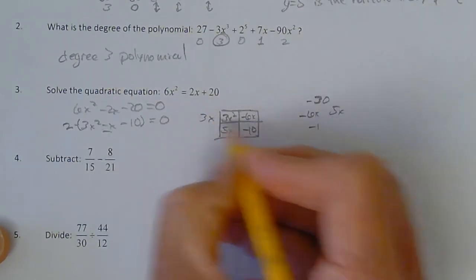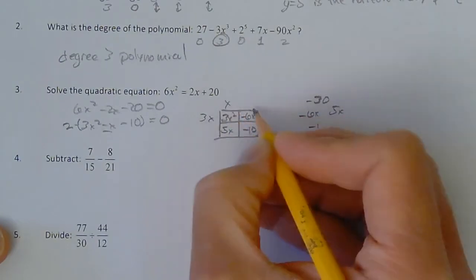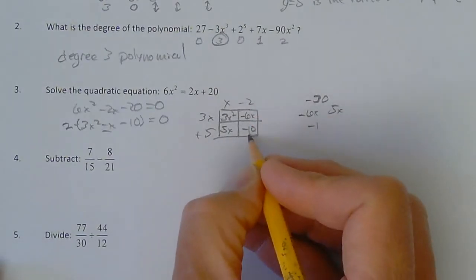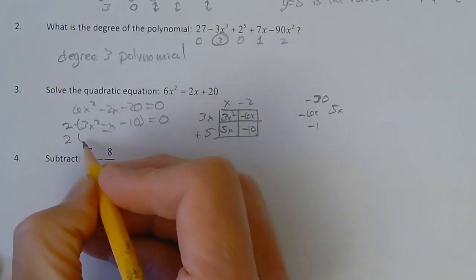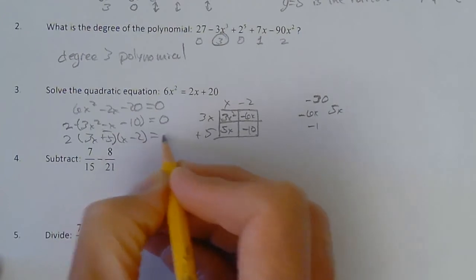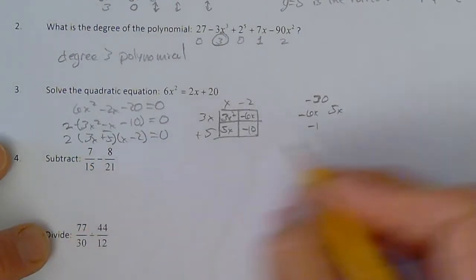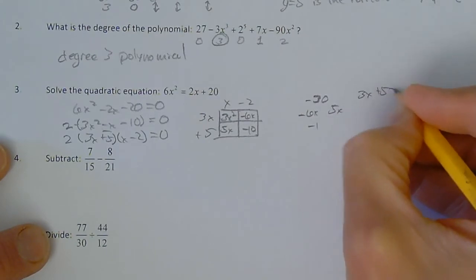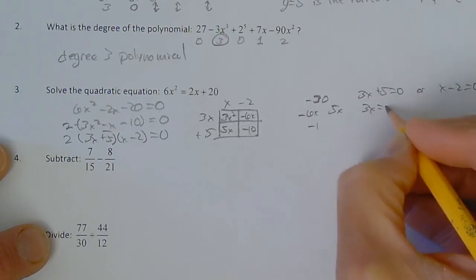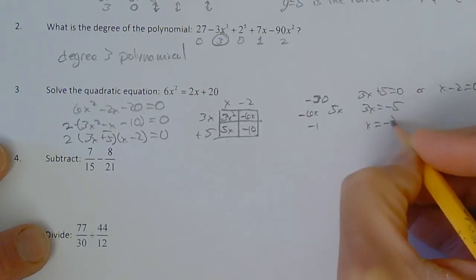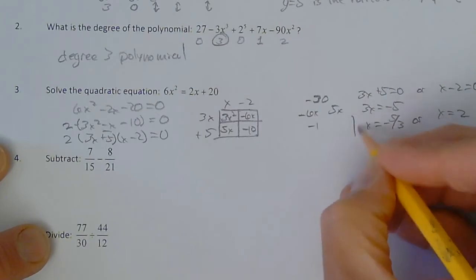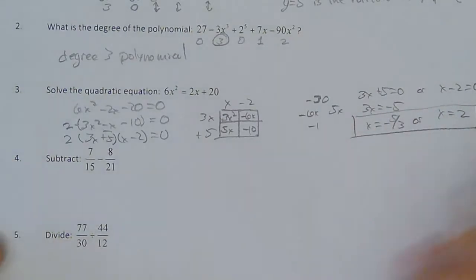This, I can factor a 3x out of there, which would leave this as an x. That as a minus 2. That as a plus 5, and the 5 times negative 2 makes a negative 10. So this factors to 2 times (3x plus 5) times (x minus 2) equals 0. And the zero product property says that can only happen if the 3x plus 5 equals 0, or the x minus 2 is equal to 0. That would be 3x equals negative 5, and x equals negative 5/3. Or x equals 2. So those are my solutions to that quadratic.